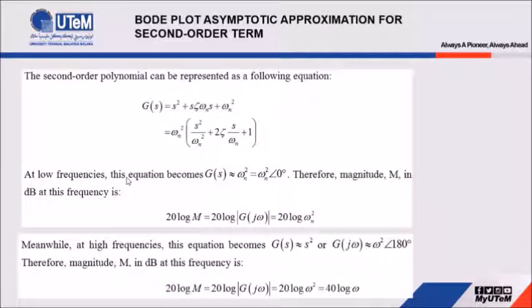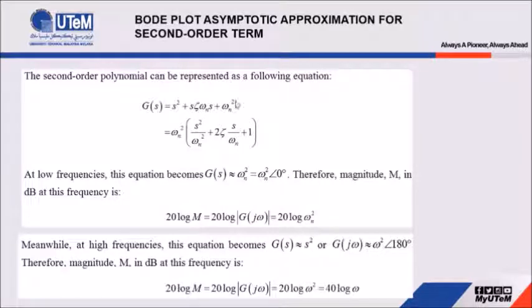So now let us look at what happens for the system with the second order term. The second order polynomial can be represented as the following equation. And let's say we have only a numerator like this, s square plus 2 zeta omega n s plus omega n square. So we can rearrange this equation to become like this, and we just put this omega n outside this bracket. So the equation becomes omega n square times s square over omega n square plus 2 zeta s divided by omega n plus 1.